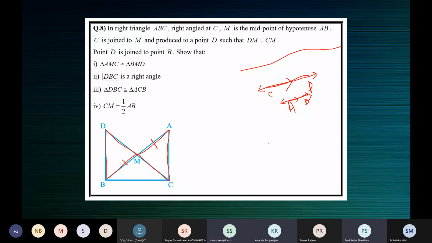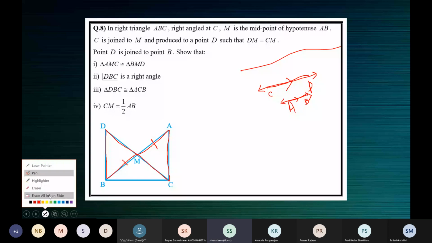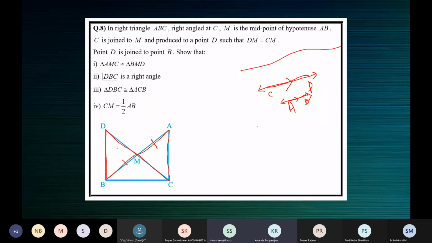DM is equal to CM. Reason? Because M is the midpoint of DC.